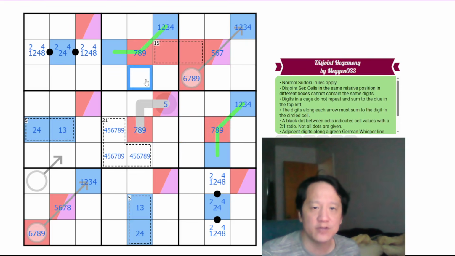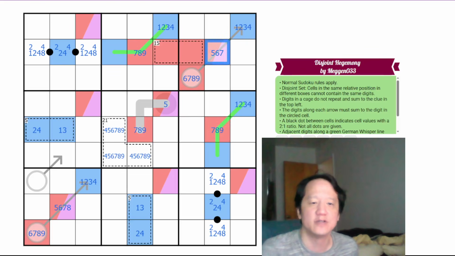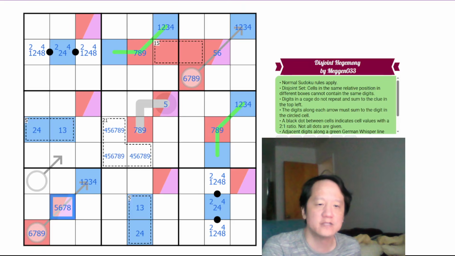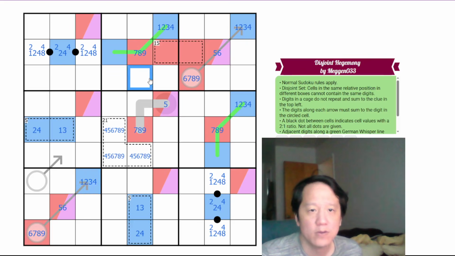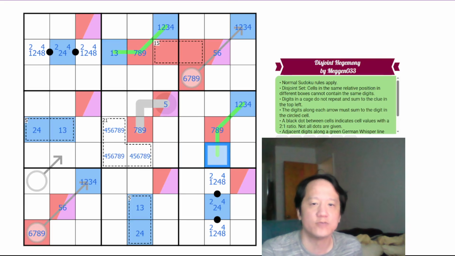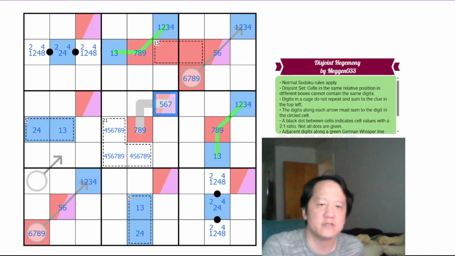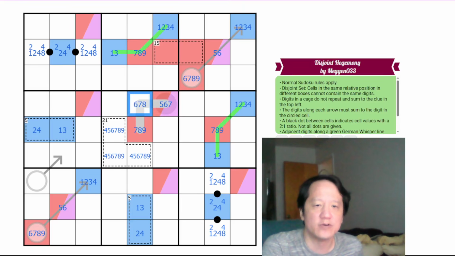We have a 7, 8, 9 triplet then in central cells, which eliminates 7, 8, and 9 in central cells, so this can't be 7. This is 5 or 6. This can't be 7 or 8. It's 5 or 6 there. This can't be 2 or 4. It's 1 or 3. This can't be 2 or 4. It's 1 or 3. This is at least a 5. It could be 6 or 7. We have 6, 7, or 8 there.